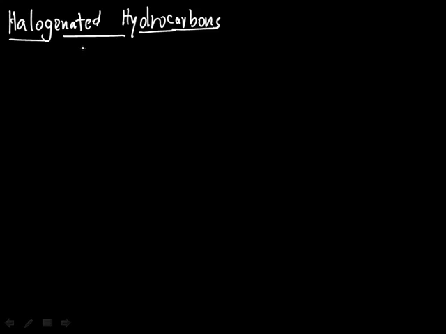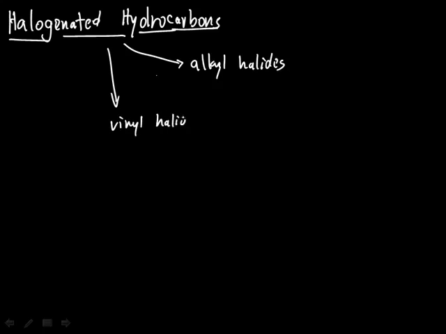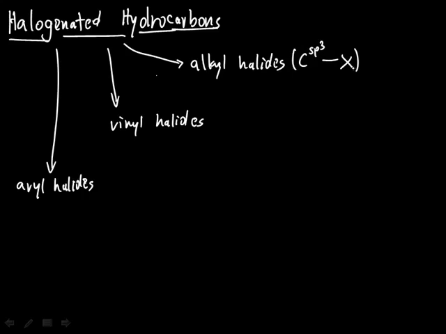be divided, depending on the type of carbon we're talking about, into alkyl halides, vinyl halides, and aryl halides. Alkyl halides will be the class we'll talk about today at length, and they're characterized by the bond between an sp3 hybridized carbon and a halogen, which we'll label as X here.